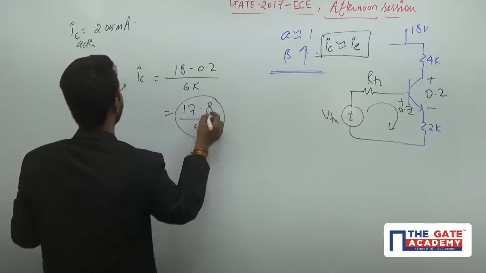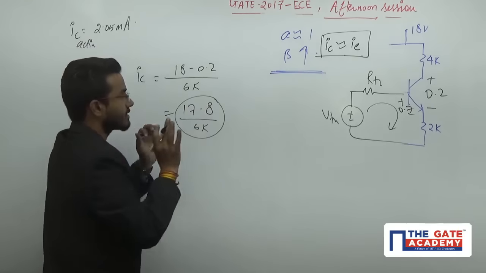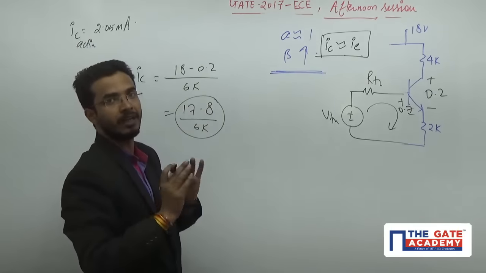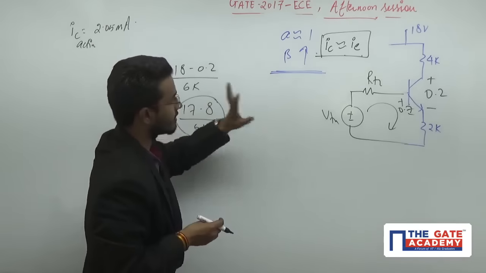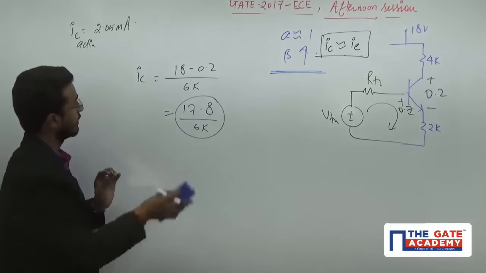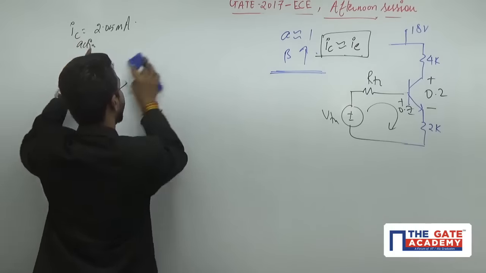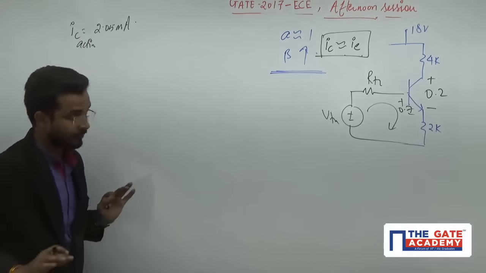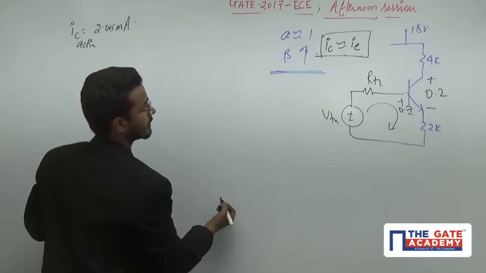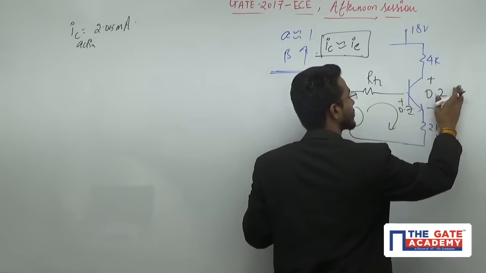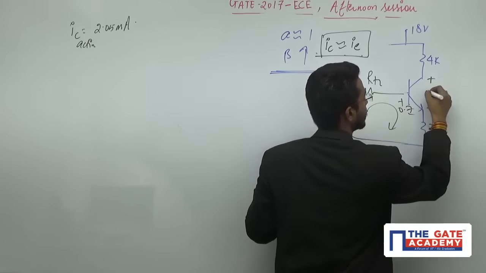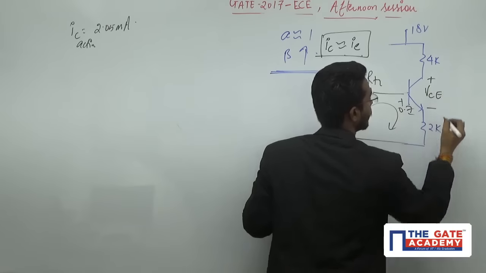Definitely this value will be greater than this, that means our previous assumption is right. This transistor is in the active region, and this IC is actually flowing in the circuit. If it is not saturation, you don't know this value, so you have to assume and calculate VCE.